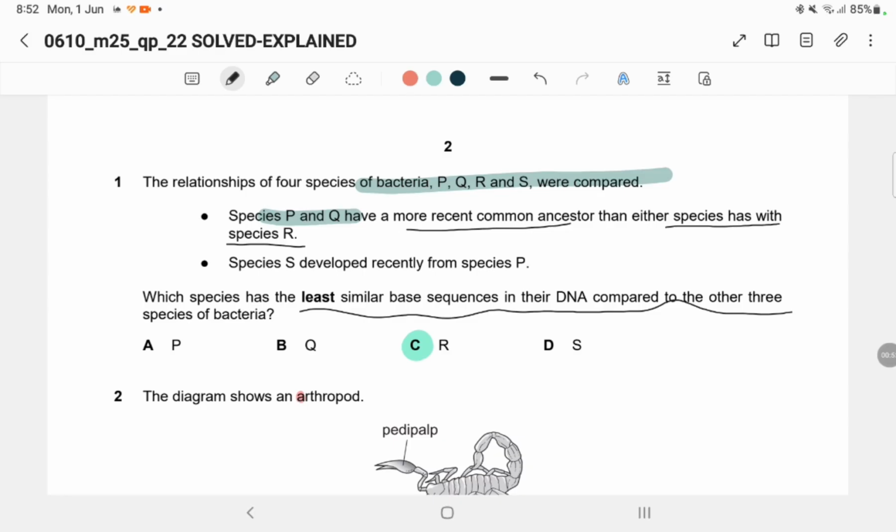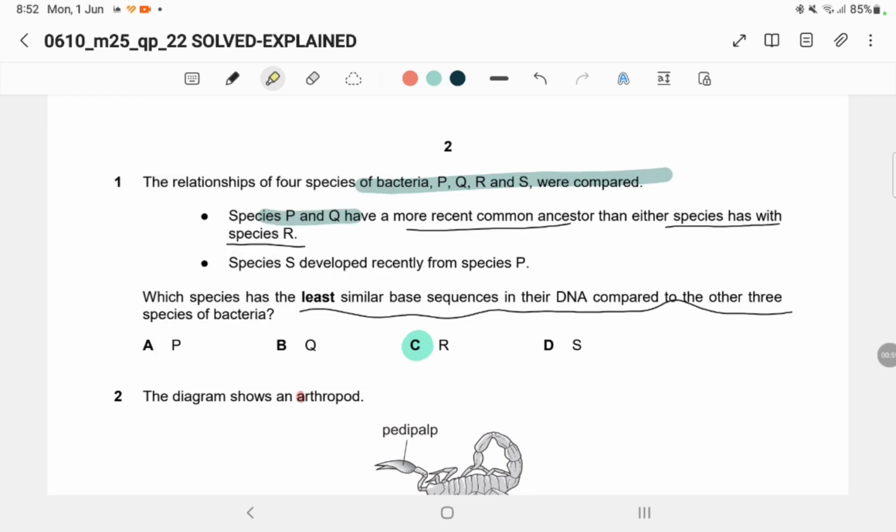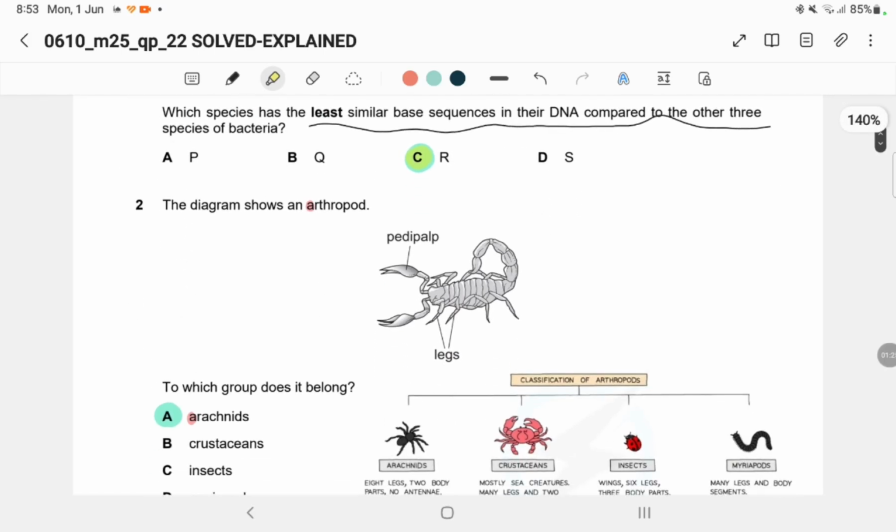It's telling you here species S is developed recently from species B, meaning that by far or by near there is a relationship between B, Q and S, but there is no relationship between R and B, Q and S. So basically the answer will be R, because R is the only one that does not have anything which has been developed recently from either B, Q or S. So the answer here for this question is letter C, which is R.